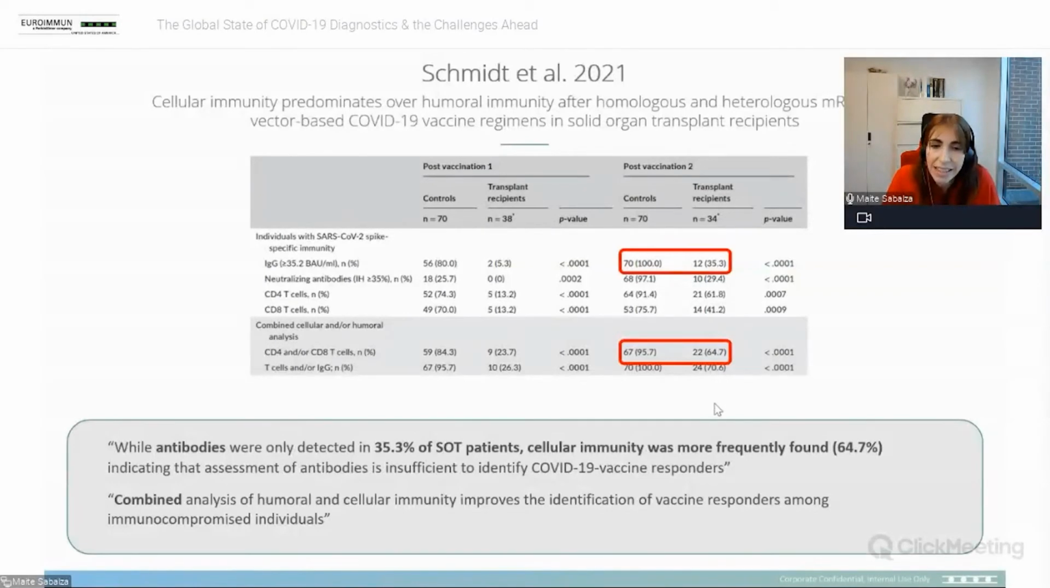What is interesting is if we compare to the antibody response, antibodies were only detected in 35.3% of solid organ transplant patients, whereas the cellular immunity was more frequently detected in 64.7%. Therefore, the authors of this study concluded that combined analysis of humoral and cellular immunity improves the identification of vaccine responders among immunocompromised individuals.